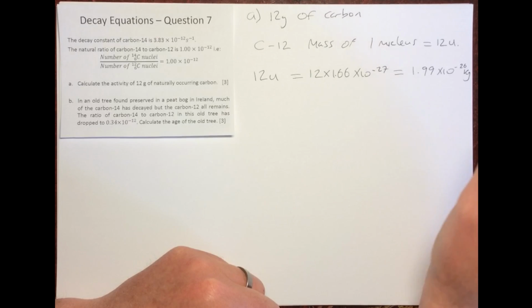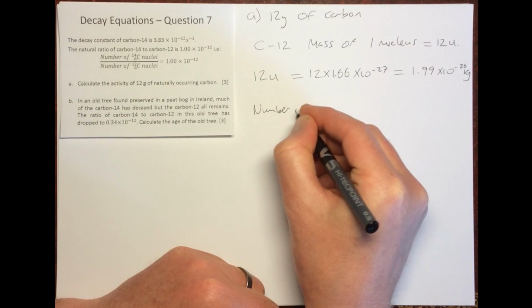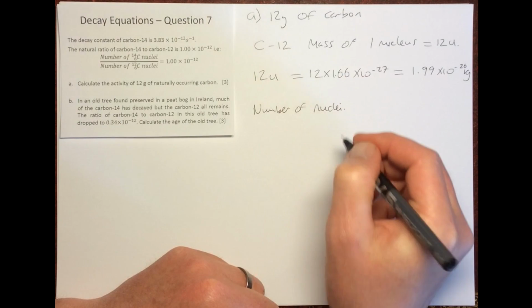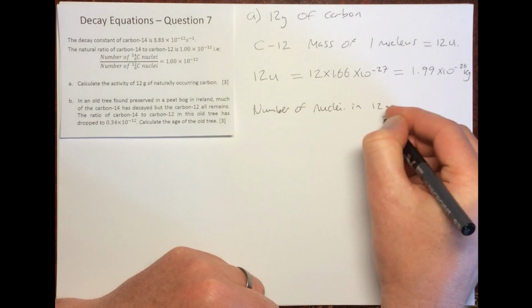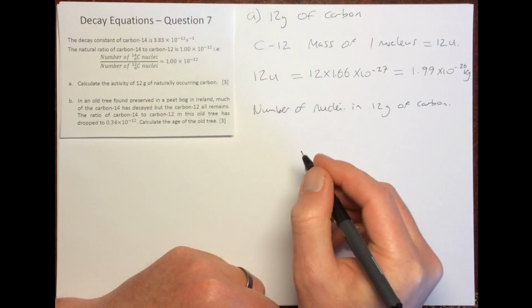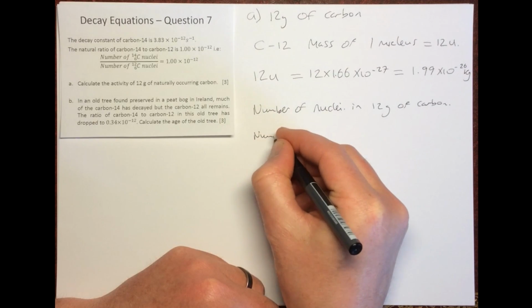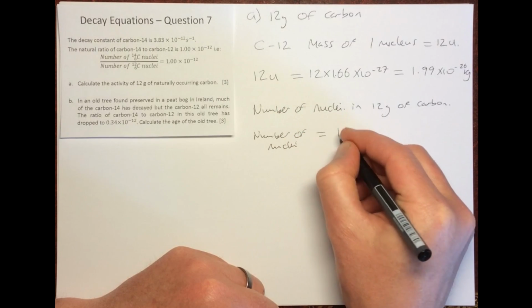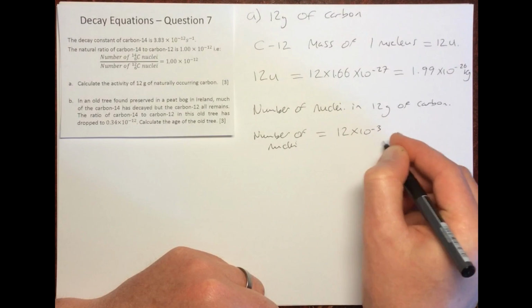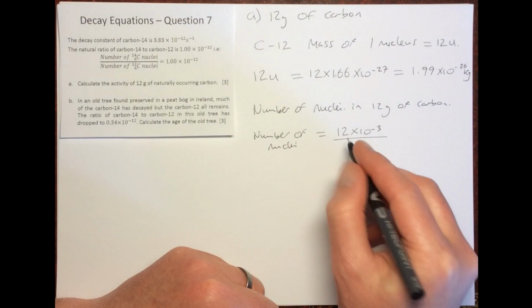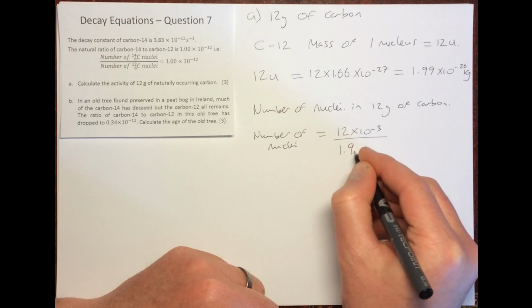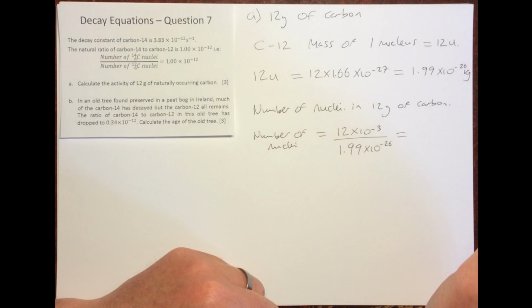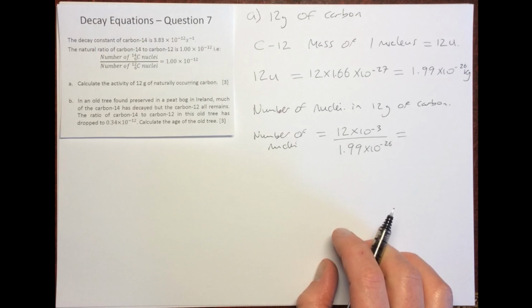Now, to work out the number of nuclei in 12 grams of carbon, all we need to do is take the mass of the entire sample, which is 12 grams, or 12 times 10 to the minus 3 kilograms, and divide that by the mass of one carbon 12 nucleus. Remember, we're just ignoring the carbon 14 because it's such a tiny proportion. So 12 times 10 to the minus 3 divided by 1.99 times 10 to the minus 26.